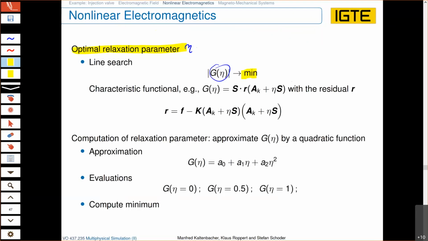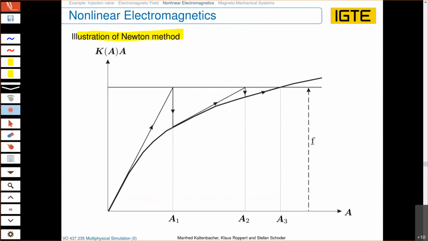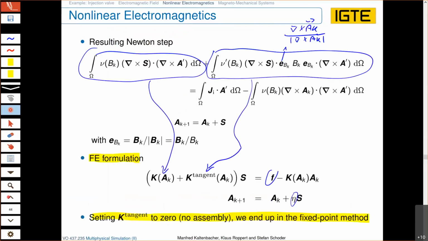Now, a nice approach is to take as a characteristic functional this one here. What is this one here? You have computed your first increment within your iterative process and want to get now the step length parameter eta to multiply it with s. So we could project this increment we just have computed on the residual. R is the residual. And what is the residual? Well, as we know, it is nothing else than the right hand side in our discrete form. And you see it, this is the right hand side.